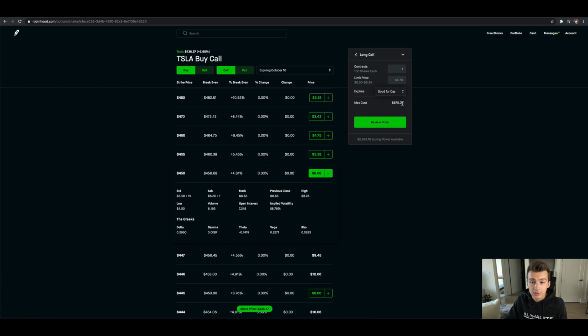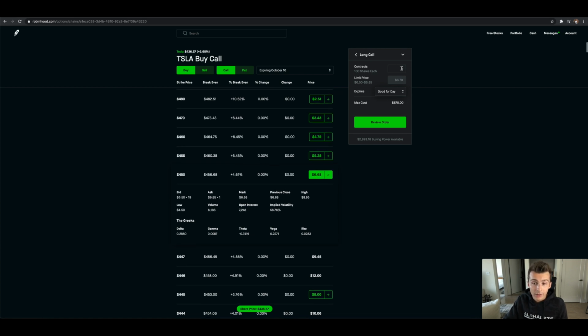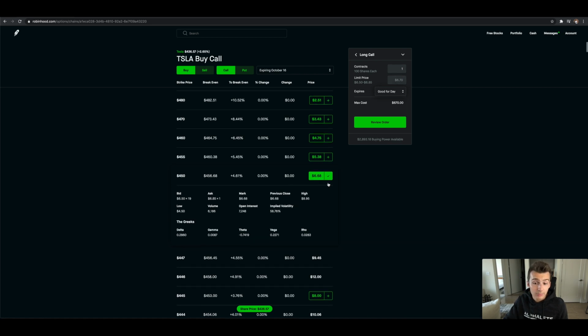So always understand, when you have one contract, take the limit price or the price of the option premium, which you're going to see right here, multiply that by 100, and that is the actual cost out of your pocket or out of your account that you're going to need to buy this.